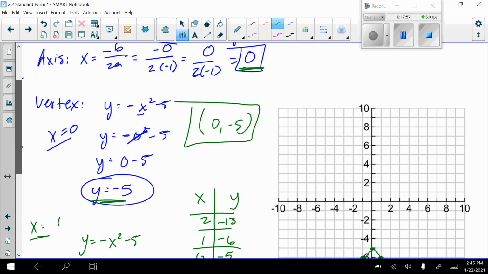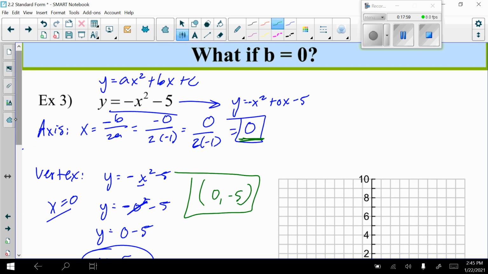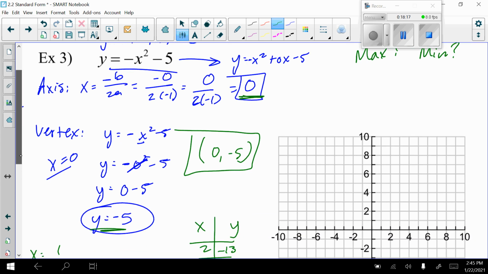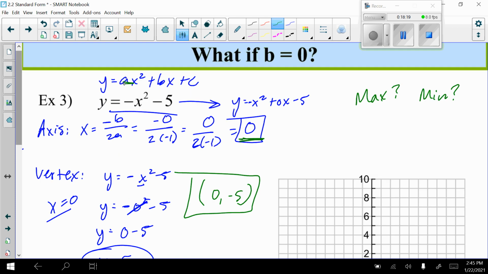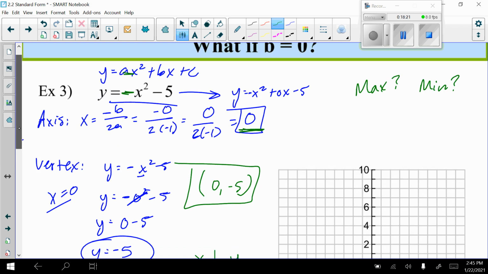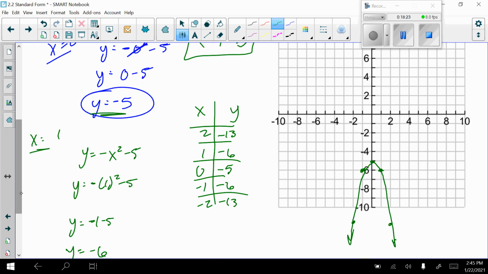Okay. One more thing. If I asked you, does this parabola have a max value or a minimum value, meaning does it have a top or a bottom, simply by looking at the graph, you could tell me because it has a negative sign in front, right? That means the graph has to open down, which it does. And if the parabola opens down, the vertex is up on top here.